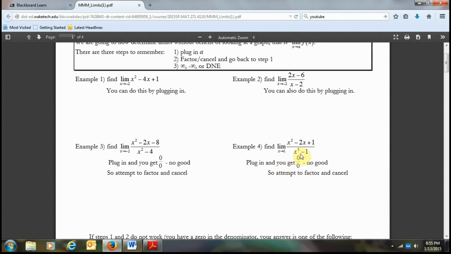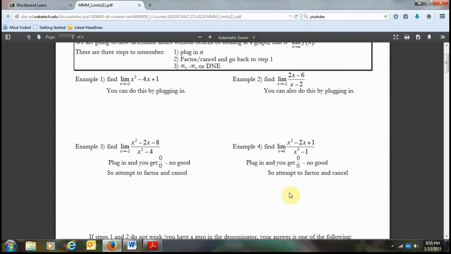Example 4, 0 won't plug in because it makes a 0 on the bottom. Factor the numerator, factor the denominator. You might have to review how to factor cubics. Plug in the 1 after you've factored and canceled, and you should get an answer of 0.